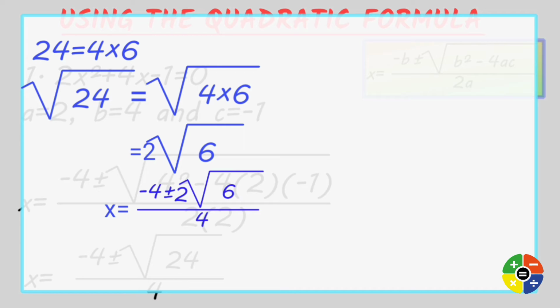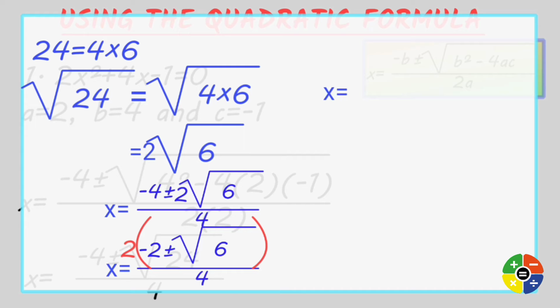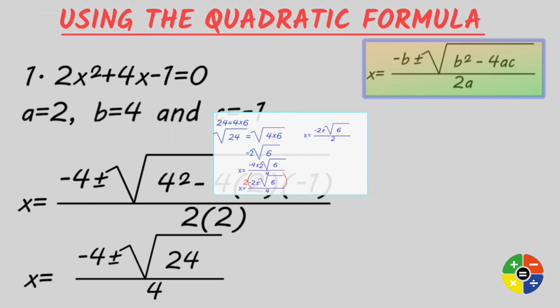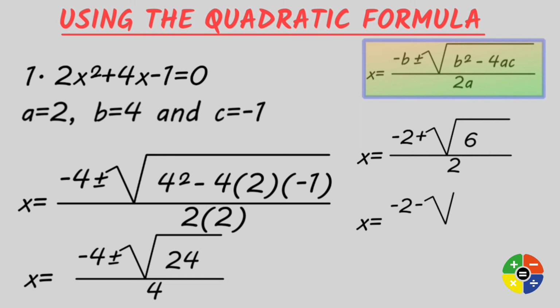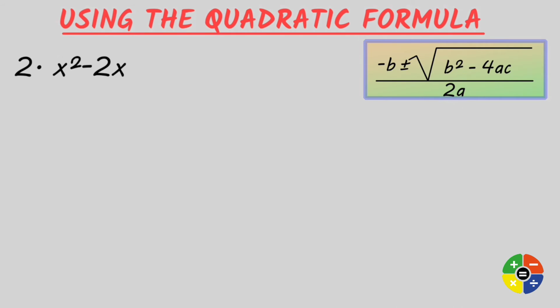2 is a factor of the numerator. Factoring out 2, we have x is equal to 2 into negative 2 plus or minus root 6, divided by 4, which gives x is equal to negative 2 plus or minus root 6, divided by 2. So, x is equal to negative 2 plus root 6 divided by 2, or x is equal to negative 2 minus root 6 divided by 2. These are the exact values of the equation, unless you are asked to give the answers to a certain degree of accuracy.